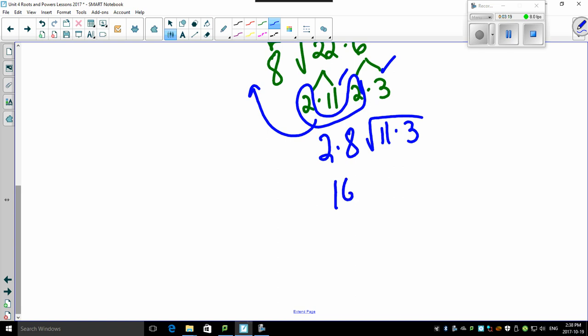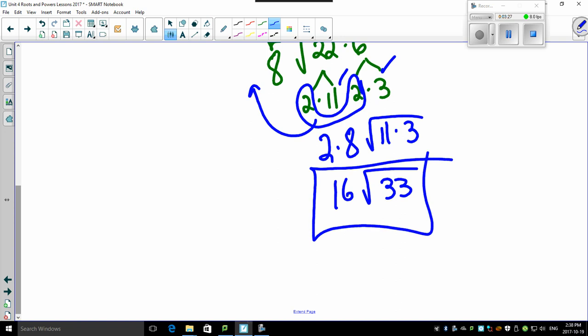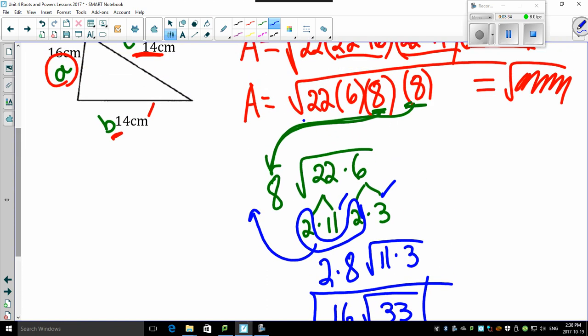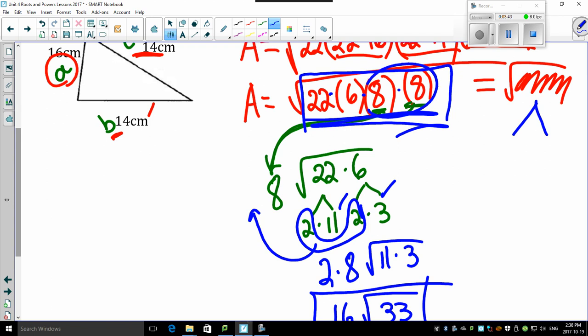And look how easy this becomes now. 2 times 8 is 16. 11 times 3 is 33. And that is your answer in simplest radical form. In other words, what I'm saying here, folks, is this. You don't have to always multiply this out and then start a factor tree from a big number. Work with what you have. You have all of these factors sitting here already. There's your pair. Get rid of that pair, leaving you with this. Break this down, which is a whole heck of a lot easier to do to get your final answer.